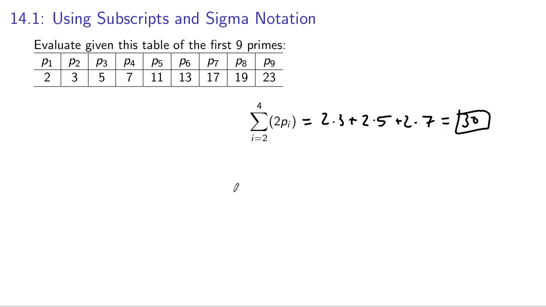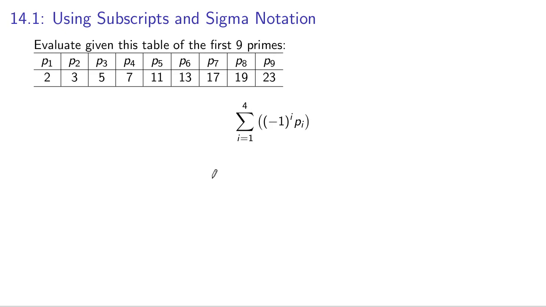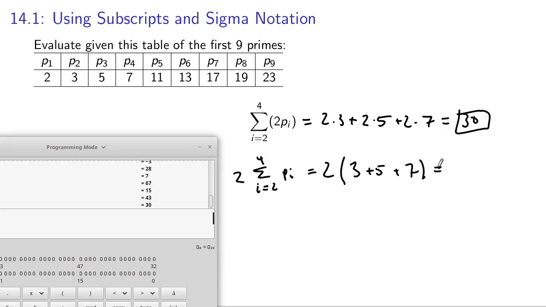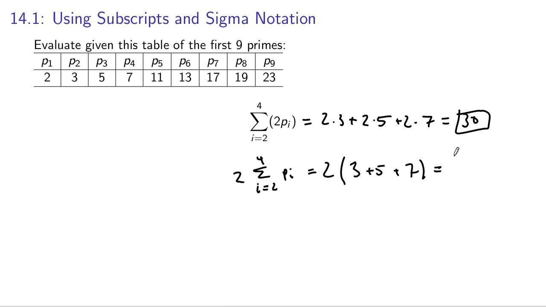Okay, now, let me ask another one here. What about if we took twice the sum from 2 to 4 of p sub i? So then we would have twice 3 plus 5 plus 7. 3 plus 5 plus 7 is 15. 15 times 2 is 30. We get the same answer.